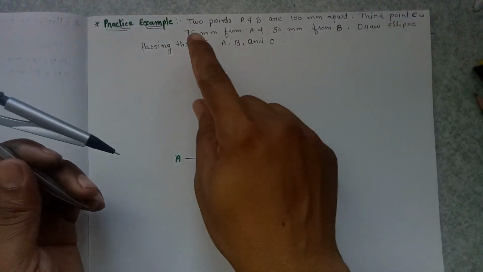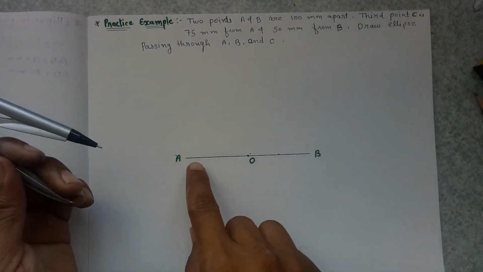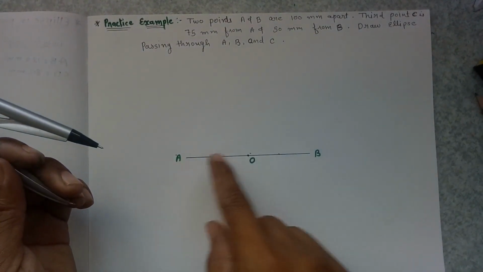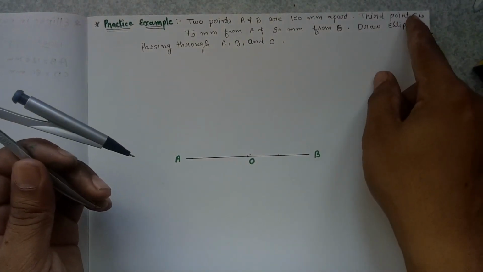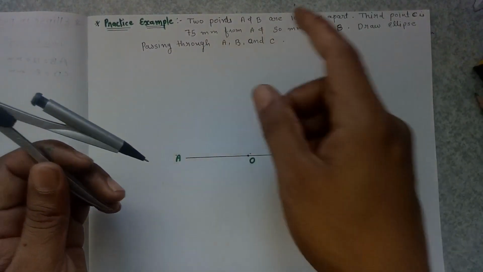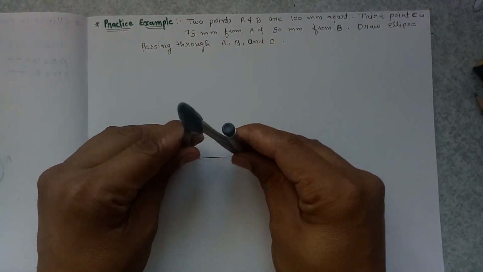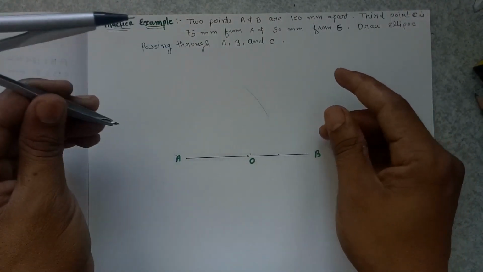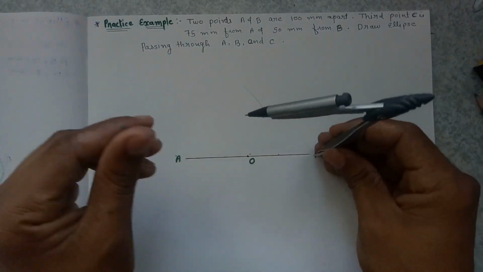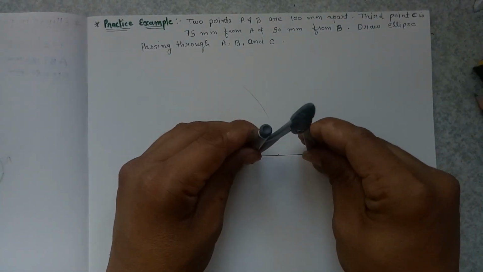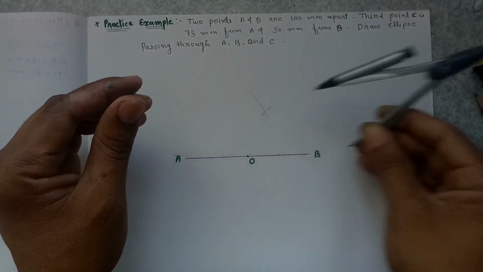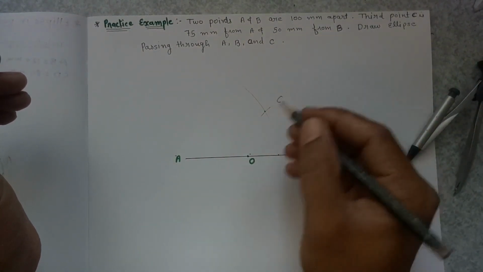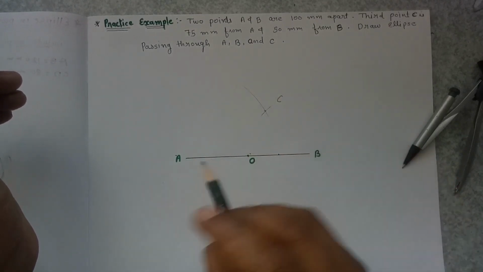First of all, we have to mark AB having length 100 mm. Then the third point is 75 mm from A. So measure 75 mm on the rounder and give an arc over here. And it is 50 mm from B. So measure 50 mm from B and give an arc like this. So this will be our point C. We have to draw an ellipse passing through A, C and B.